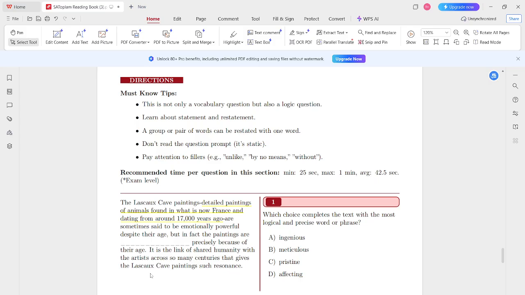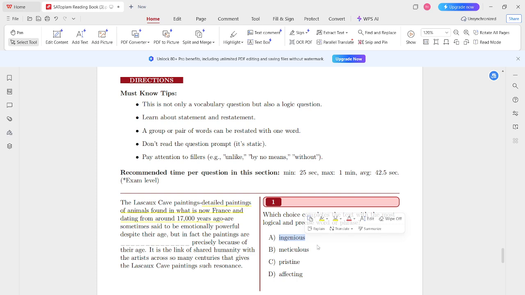After reading this, I have come to the conclusion that people think they are emotionally powerful even though they are old, but in fact, the paintings are the same thing, emotionally powerful, precisely because of their age. So it's saying that their age does not make them less powerful, but their age is the thing that makes them emotionally powerful. All right? So we need a word that is a synonym of emotionally powerful. Something like this. So let's read the answer choices and see which one of them means the same thing.